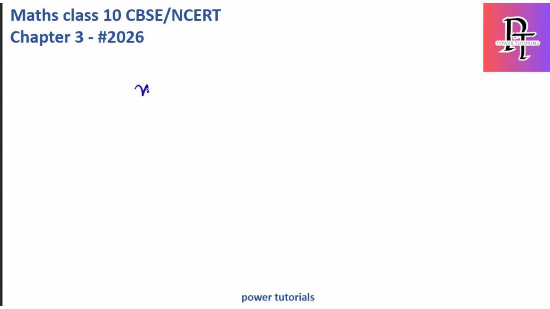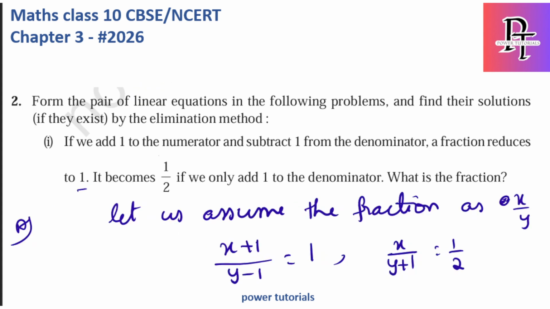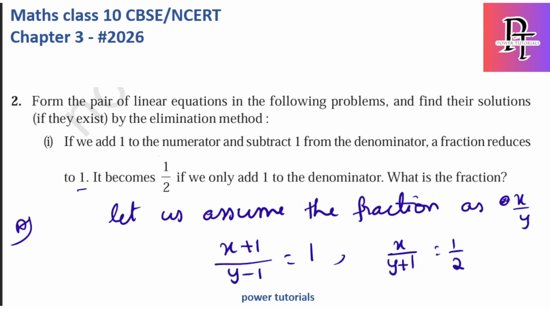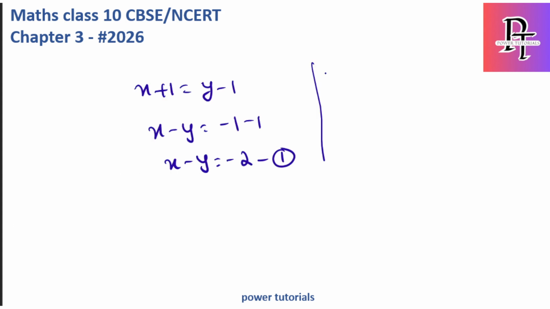So I'll get x plus 1 is equal to y minus 1. If I move y to the other side and 1 to the right side, it becomes x minus y is equal to minus 2. This is equation 1. What about the second condition? 2x is equal to y plus 1, or 2x minus y is equal to 1, is equation 2.